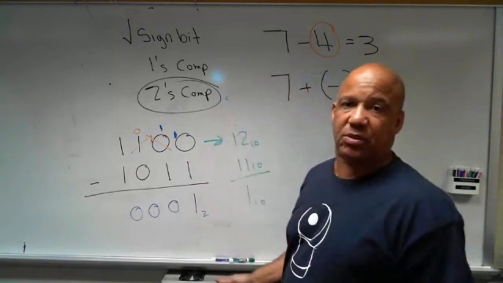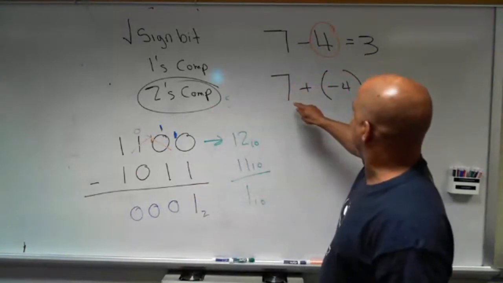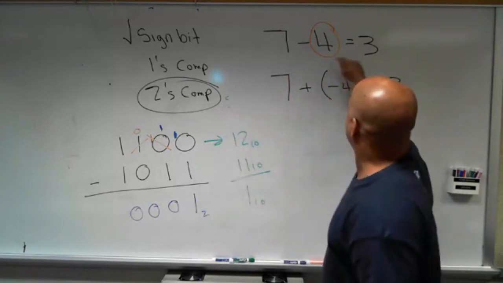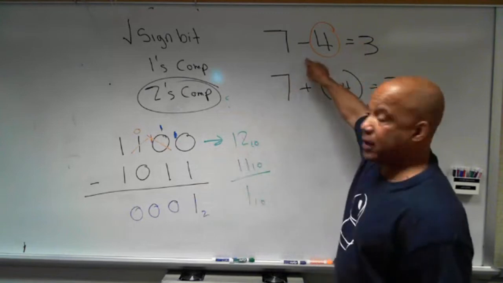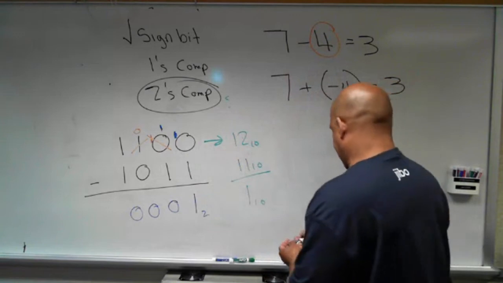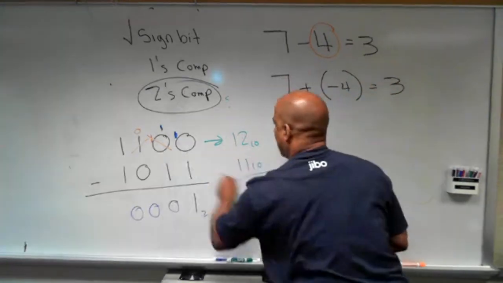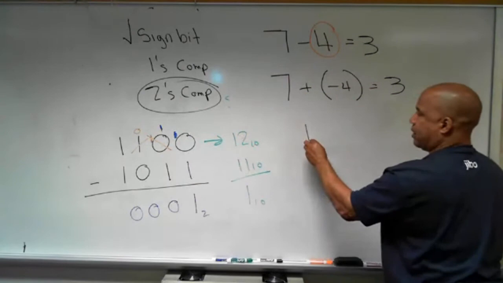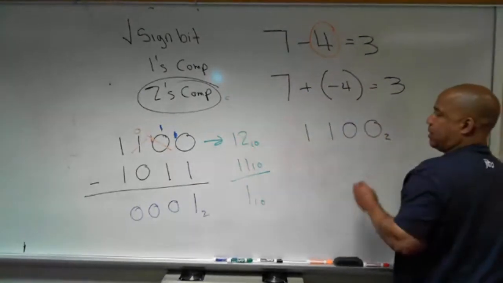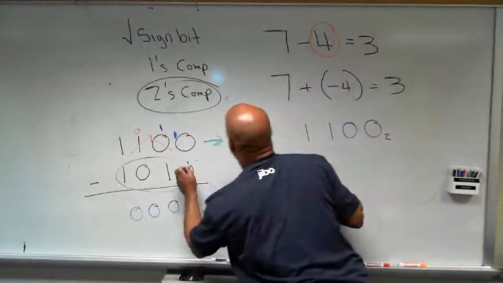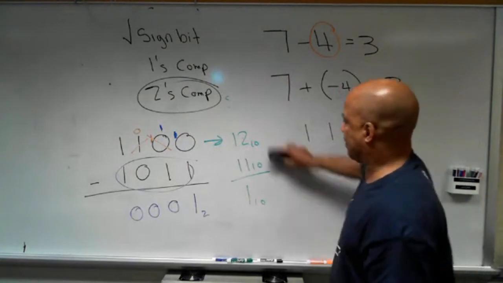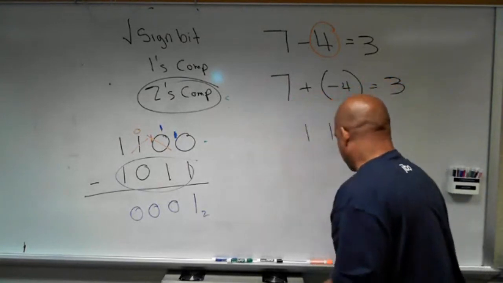Well, that's how a lot of digital systems do it. They do subtraction in terms of addition, like the problem we did right here. If I want to do a subtraction in terms of addition, what I would do is this. I have my first number, which is 1, 1, 0, 0, base 2. Now for this number right here, I have to get the negative of it. So to get the negative, I'm going to take the 2's complement.